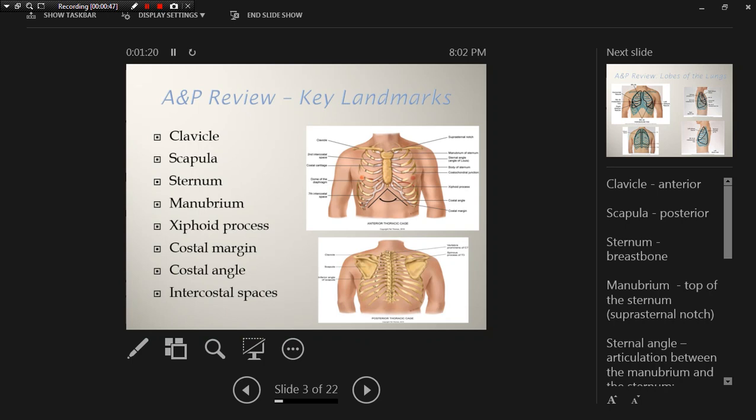The sternum, we know, is our breastbone. The top part of the sternum, our manubrium. And then right up at the very top of the manubrium, there's like a little bit of a notch. And that's called the suprasternal notch. So I think everybody can kind of feel that on themselves.